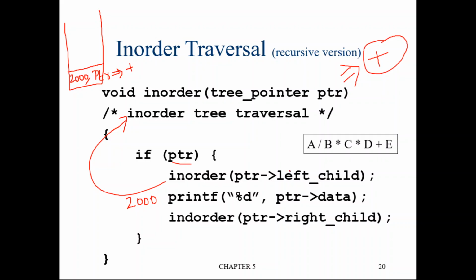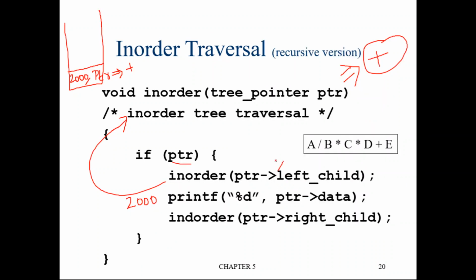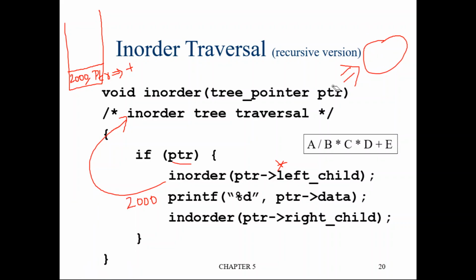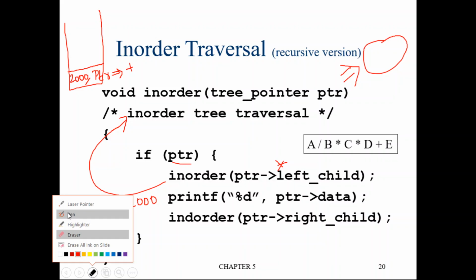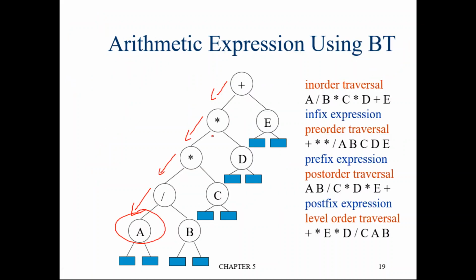Before calling, now you are calling PTR arrow left child. What is the left of plus? Star. With star again you are calling. So now again this function is called. Now PTR is not pointing to plus, rather it is pointing to star. Again control comes in and checks: is PTR not equal to null? Yes, not equal to null, it is pointing to star. So once again it is going to call inorder with the current PTR's left. What is the current PTR? Star. What is its left? Another star.